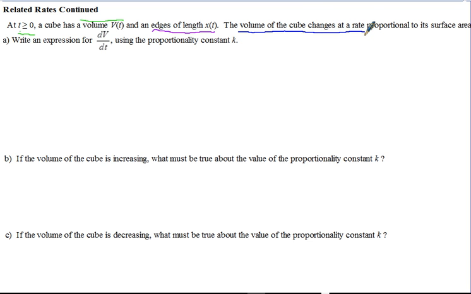changes at a rate, another word for rate of change, that's another word for the derivative, remember? Proportional, and remember when it doesn't specify, it's talking about directly proportional, not inversely, to its surface area. And then it says write an expression for dV/dt using the proportionality constant k.